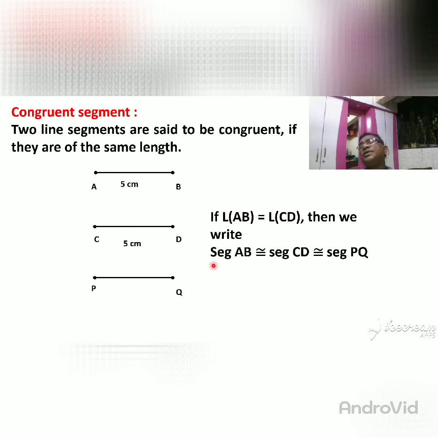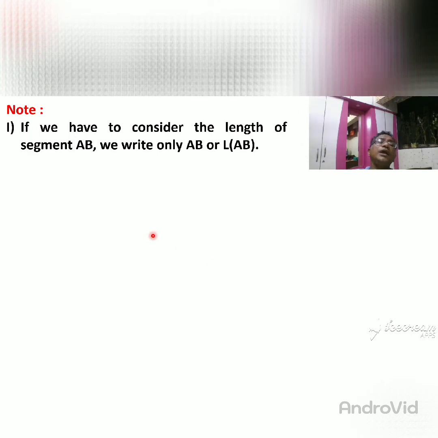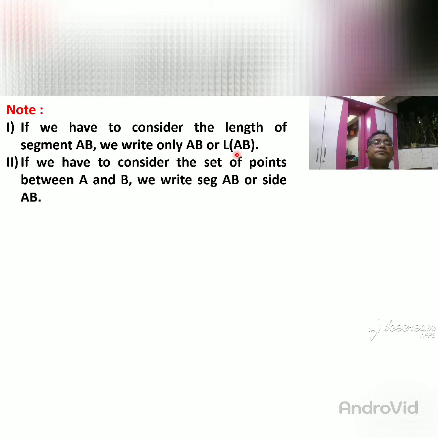So congruent segment means what? Do you understand? If the lengths of the segments are the same, then we can say congruent. If the lengths of the segments are not the same, we cannot say it is congruent. Then we are going to see here: if we consider the length of segment AB, we write only AB or length of AB. So the length of segment AB can be mentioned as length of AB.